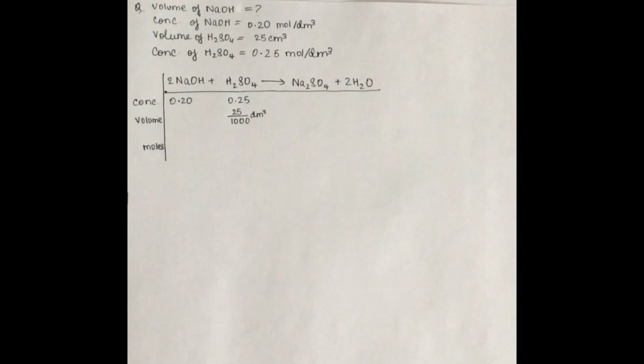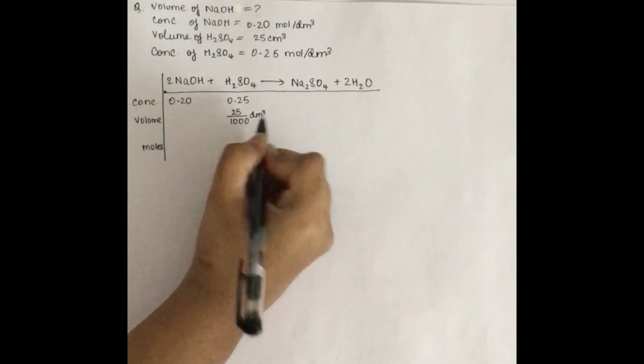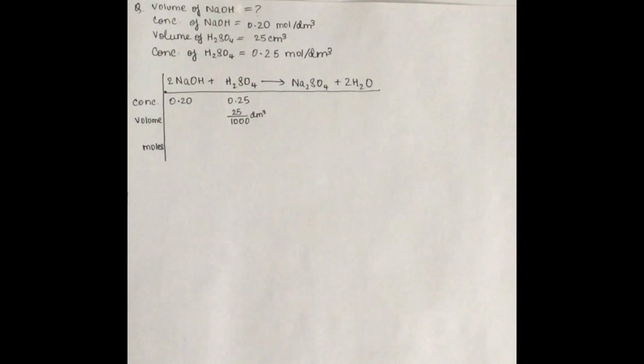Again, we use the table method. Write out the balanced symbol equation. If they have not given it, you need to balance the equation first. Then since we have the concentration, volume and number of moles, we'll write that on the side and put in the values that we have already. So we have 3 values, and I have put 25 divided by 1000 dm³ here.